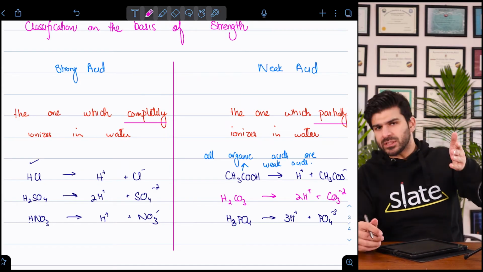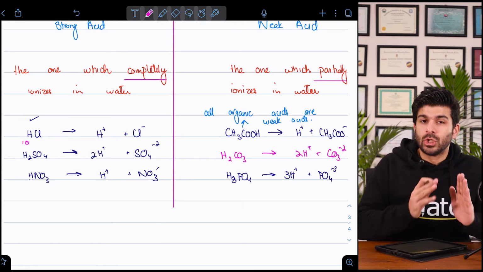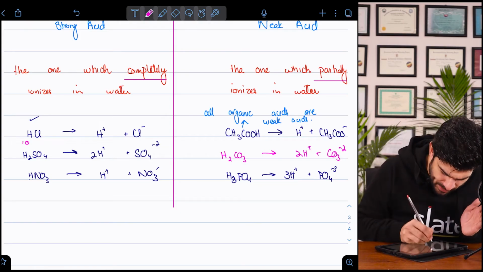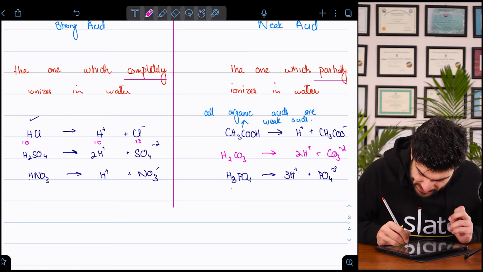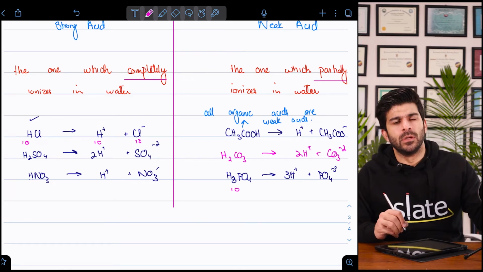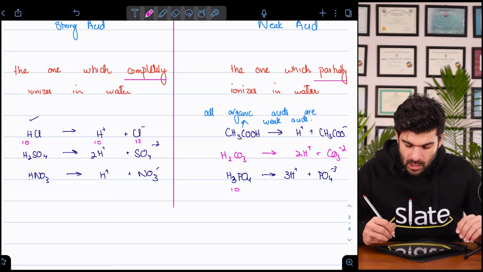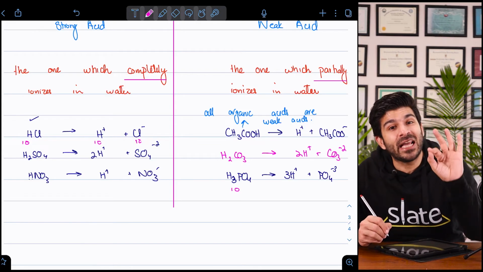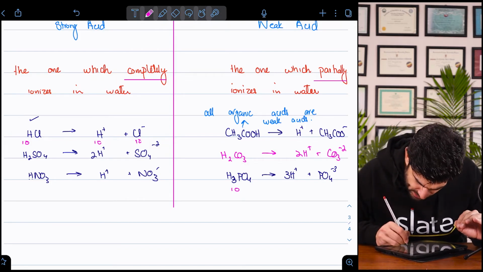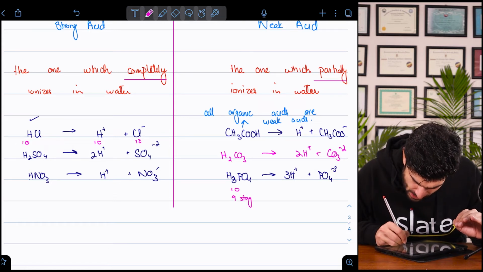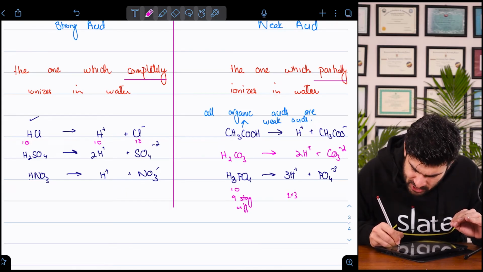They don't ask you about it, but let's say I'm taking 10 HCls, so it completely ionizes. What do I mean by that? I will get 10 hydrogens and 10 chlorides. But let's say I'm taking 10 phosphoric acids, just as an example, so it will partially ionize, not all of them will ionize. Let's suppose out of 10, only 1 will ionize. The other 9 stay as they are. So this will be 1 into 3, just 3 hydrogens.